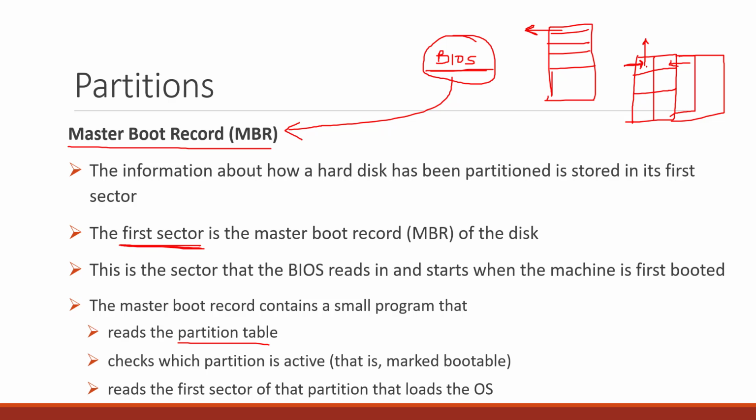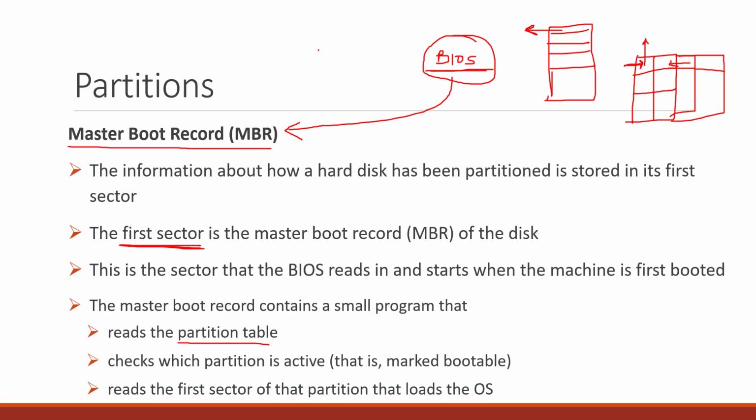For example, HDA1. In HDA1 you may have an operating system, say operating system 1 over here. Then which one is active? Operating system 1 is active, this partition is active, or some other partition is active. So the table contains details about these things. After reading this partition table, your system will check which partition is active.